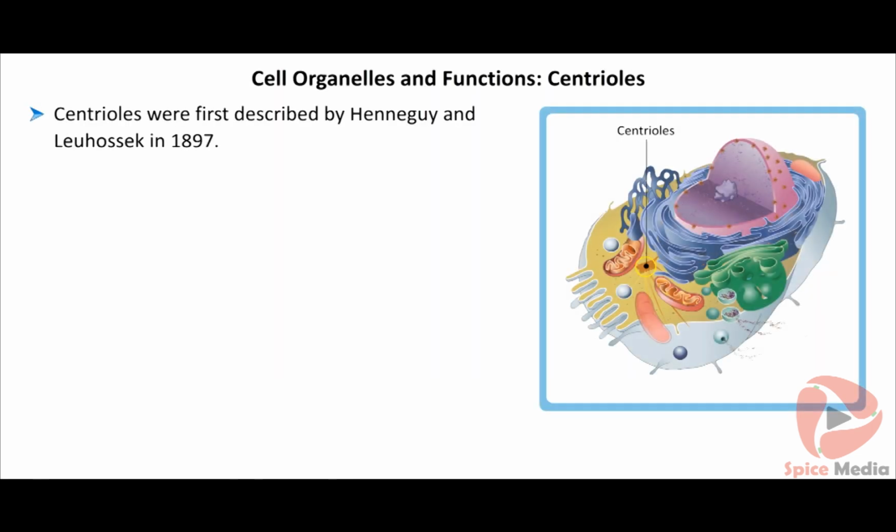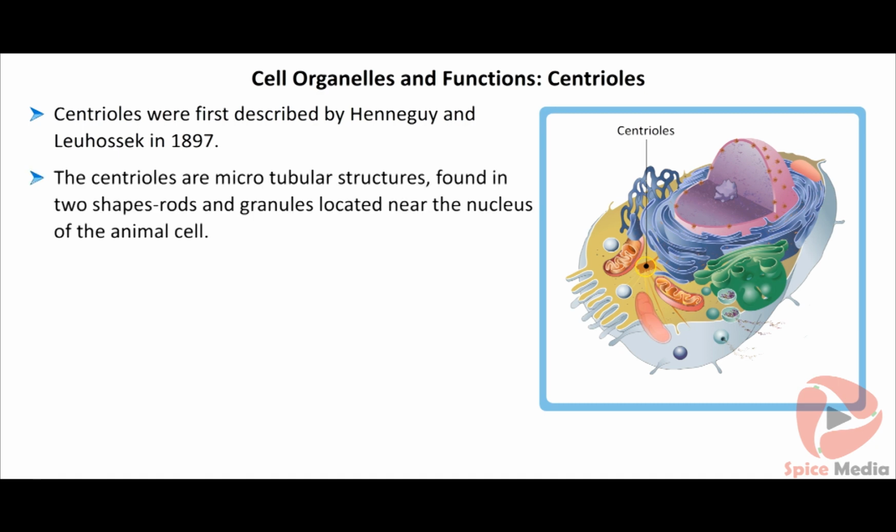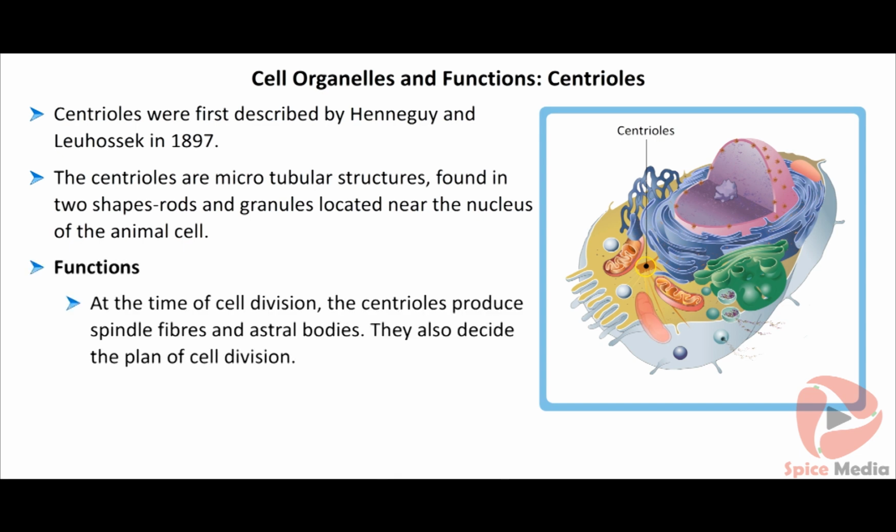Centrioles were first described by Henneguy and Lenhossék in 1897. The centrioles are microtubular structures found in two shapes, rods and granules, located near the nucleus of the animal cell. Function. At the time of cell division, the centrioles produce spindle fibers and astral bodies. They also decide the plan of cell division.